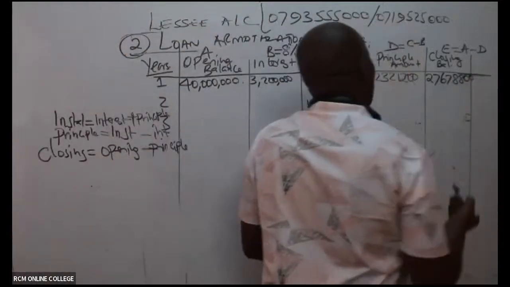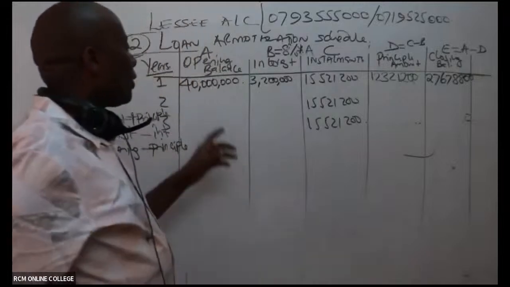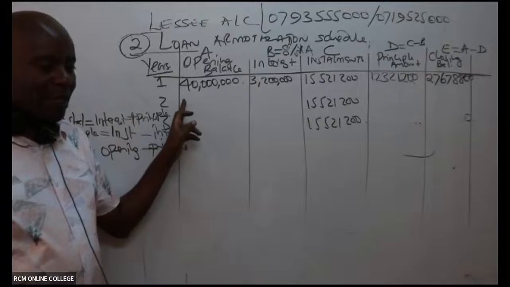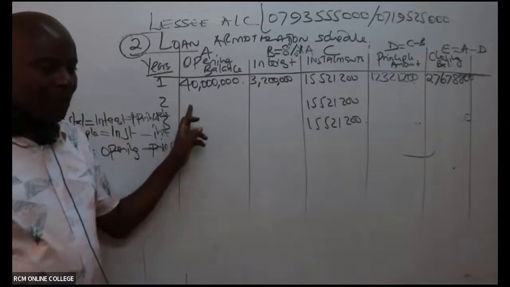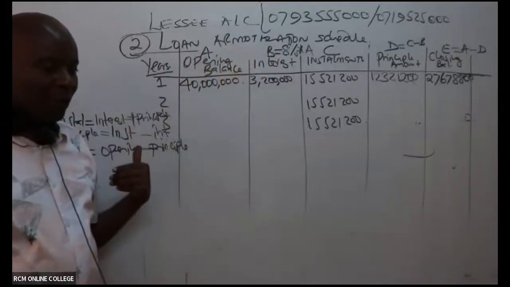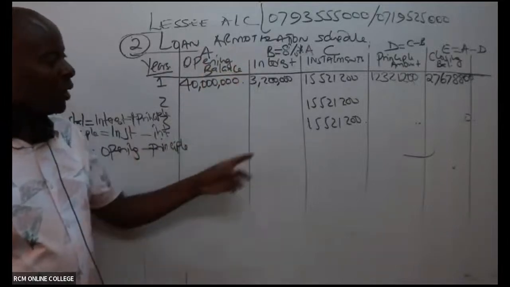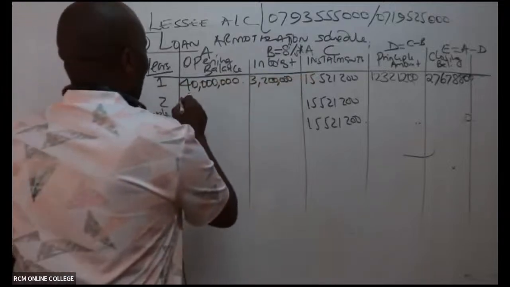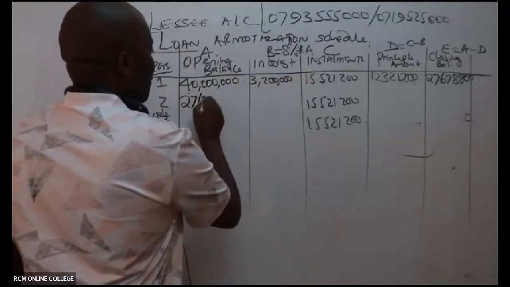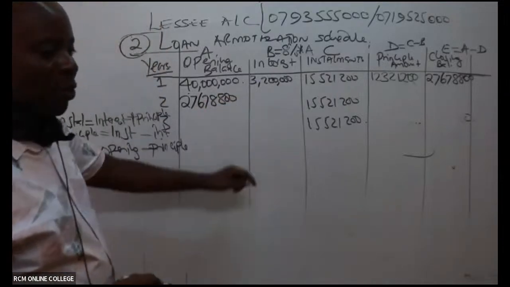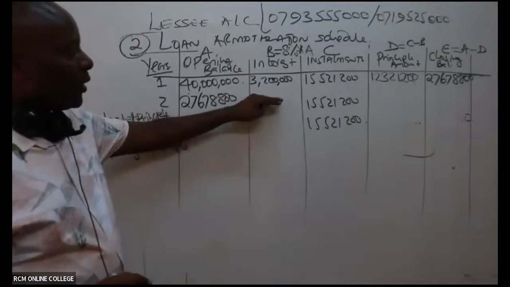Now, my good students, what do you think shall be the opening balance of year 2? It should be the closing balance of year 1 that we bring down. Whatever you have as your closing balance of year 1, when we come to year 2, this is what I will begin with, 27,678,800. Is that okay? So now I've been able to set the tune, the tempo.